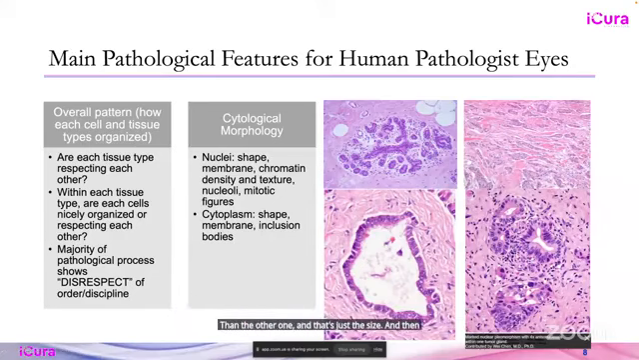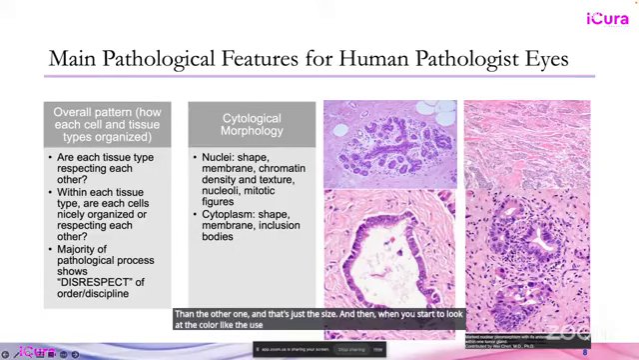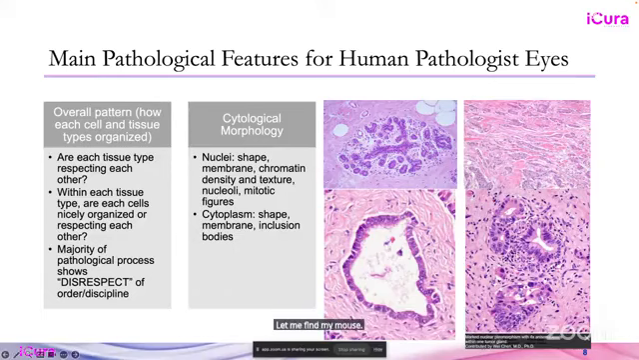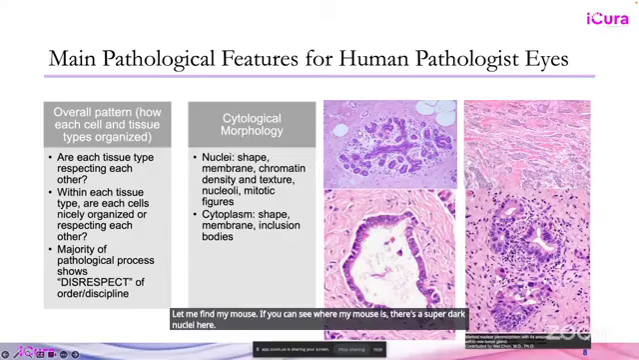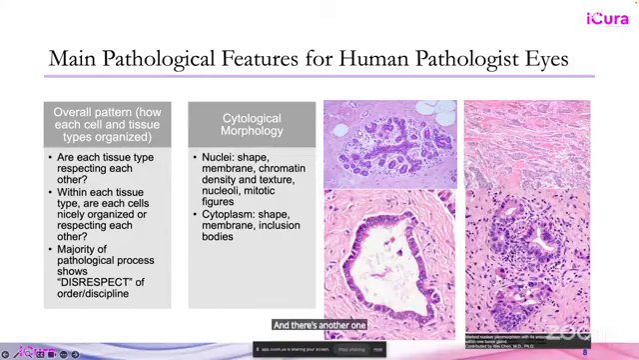And then when you start to look at the color, like the stain, let me find my mouse. If you can see where my mouse is, there's a super dark nuclei here. And there's another one here. This is what we call chromatin condensation, hyperchromasia, meaning that the chromatin in this nuclei is heavily stained by hematoxylin, and that's another sign of malignancy.